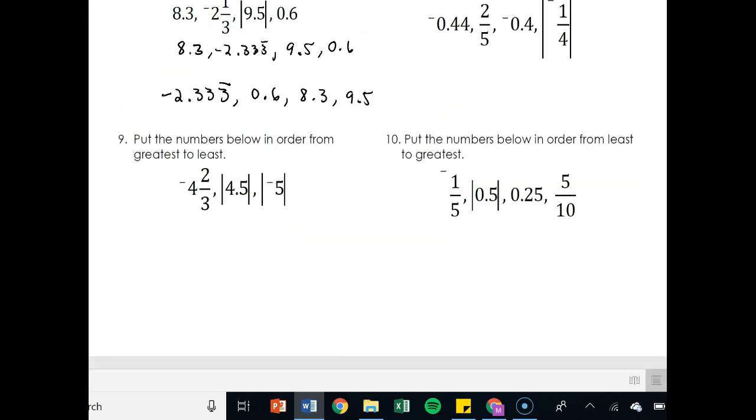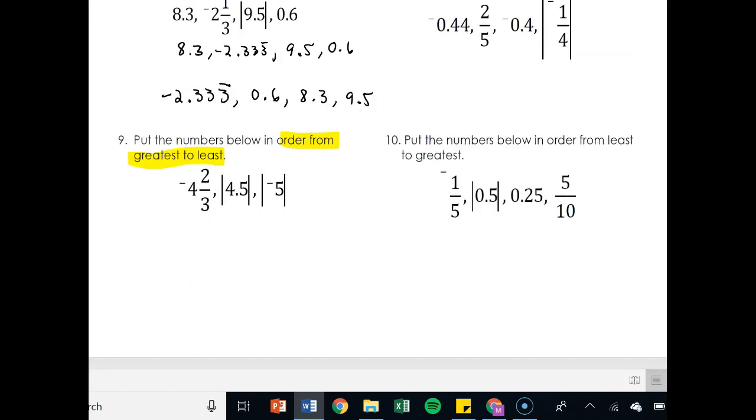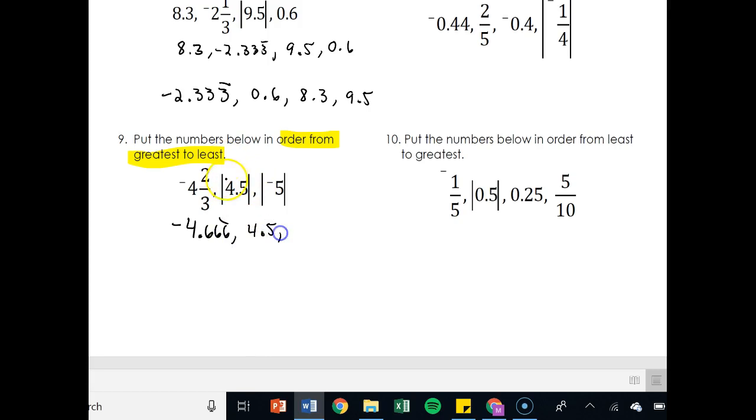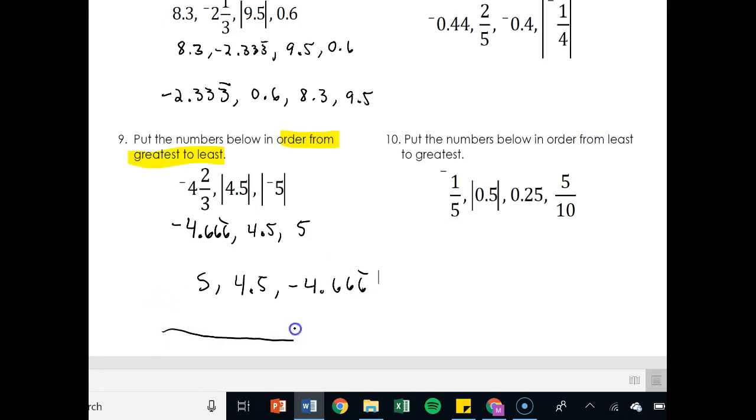Number 9 says put in order from greatest to least. So notice how the problem has changed. I want from greatest, the biggest, to the smallest. So again, if I were you, I'd change all these to decimals. So negative 4.666 repeated. The absolute value of 4.5 is just positive 4.5 because it's 4.5 spaces from 0. And then the absolute value of negative 5 is simply 5. So if I put these in order from greatest to least, the biggest number is 5, then 4.5, and then negative 4.666. That's my smallest.